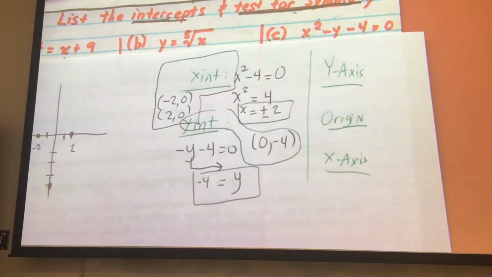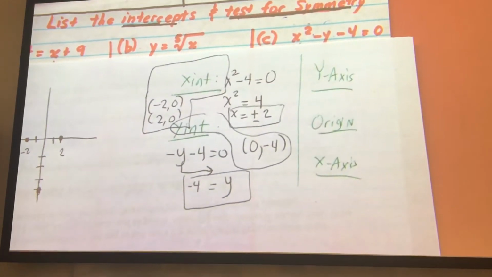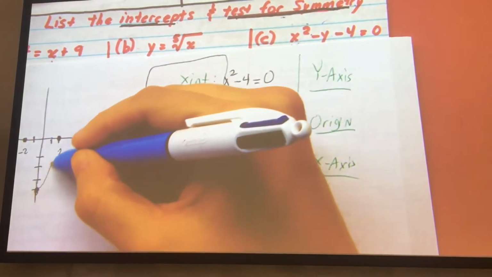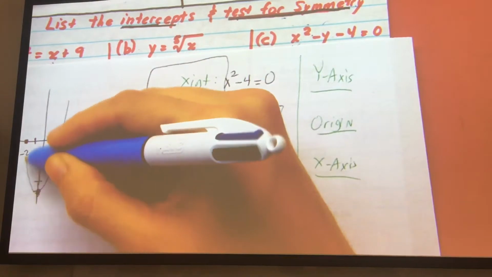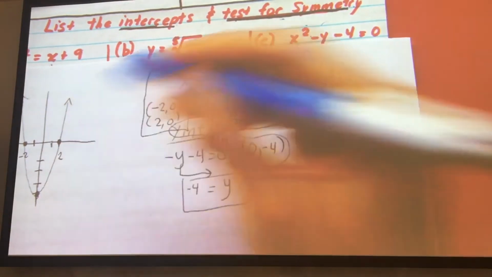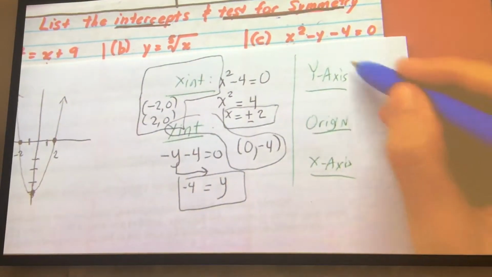And we talked about how this is a parabola because x is being squared alone. So this is a parabola opening up. We can see the beautiful symmetry, I hope. What kind of symmetry does it look like? It definitely looks like y-axis.